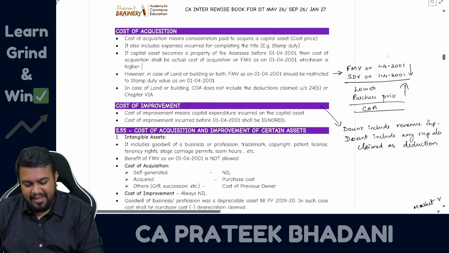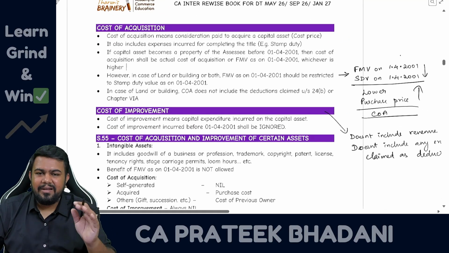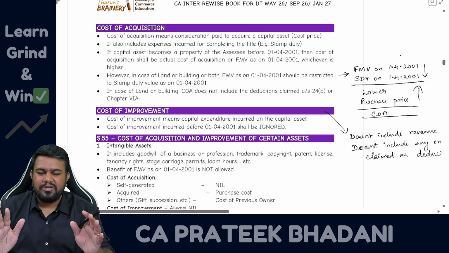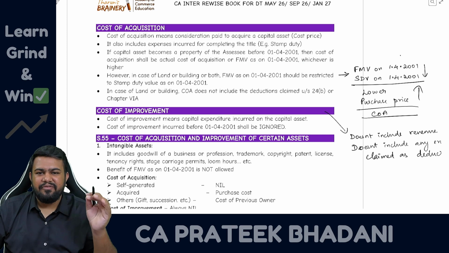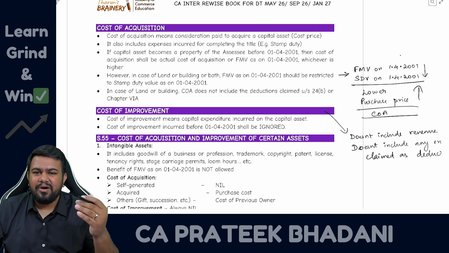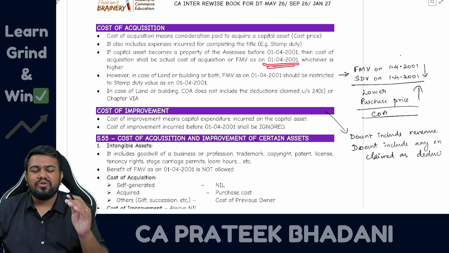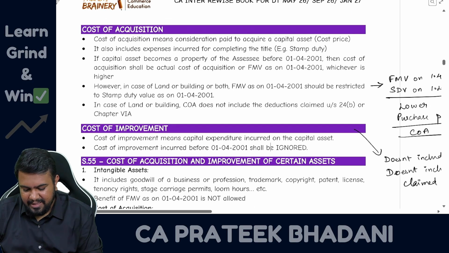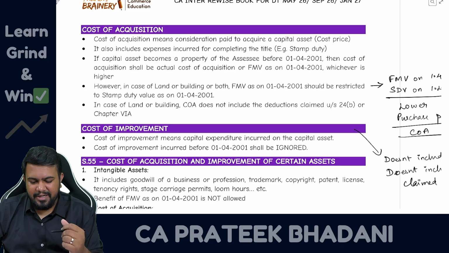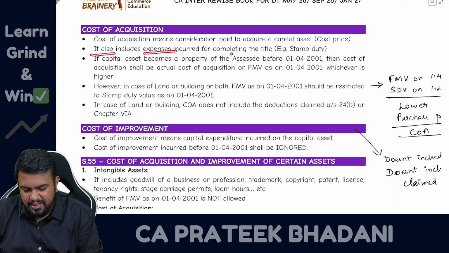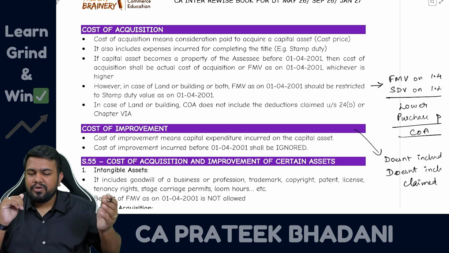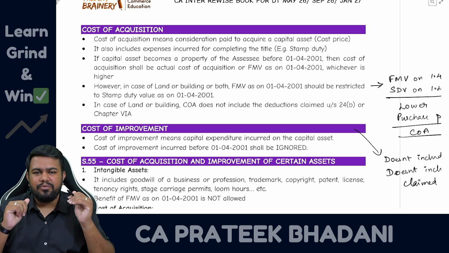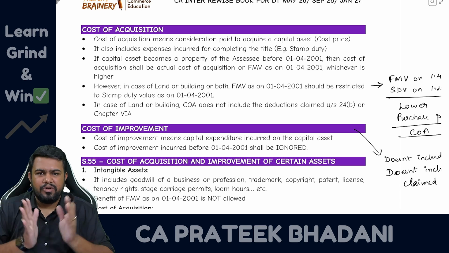So even though there is no indexation now, still if the asset was purchased before 1/4/2001, the assessee can take the fair market value as on 1/4/2001 as the cost of acquisition. And if it is a land or building or both, then this fair market value will be restricted to the stamp duty value. So let us read this quickly. Cost of acquisition means consideration paid to acquire the capital asset. It also includes the expenses incurred for completing the title. For example, when you buy the house, you are also paying the stamp duty. So can you increase the value of the house by stamp duty value? Answer is yes. You can include stamp duty also in the cost.